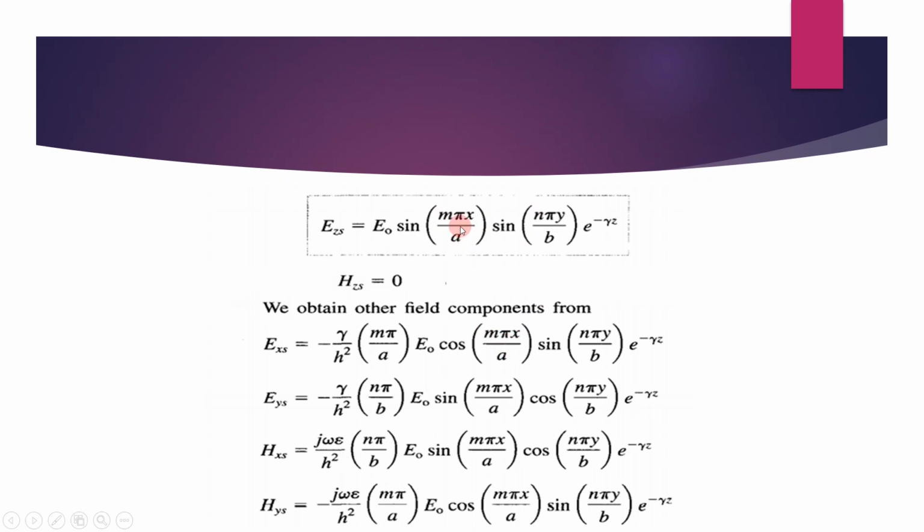Corresponding to a mode, we generally represent a mode as mn. So you can substitute the values of m and n corresponding to the mode and you will get the field equations. The equation for Ez, Hz is 0 as we are considering TM mode, then Ex, Ey, Hx and Hy. So these are the final equations corresponding to TM mode.